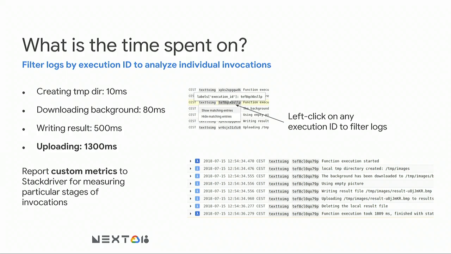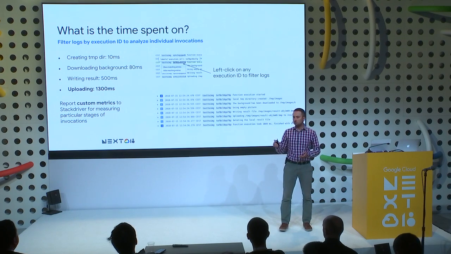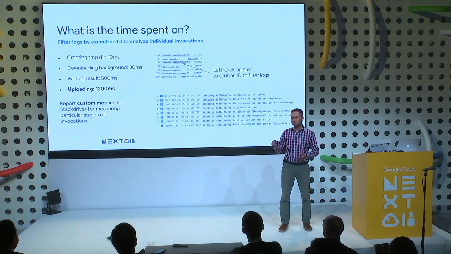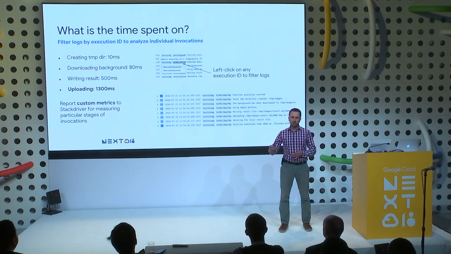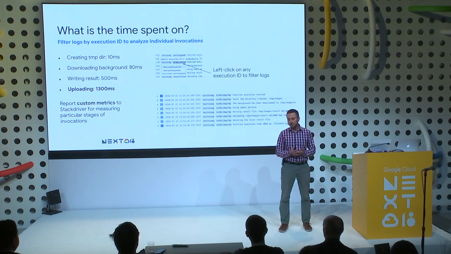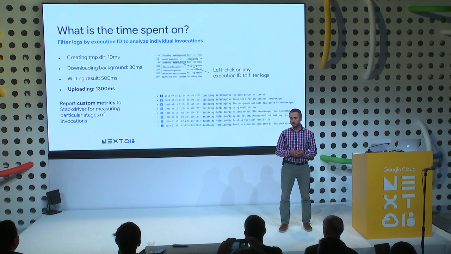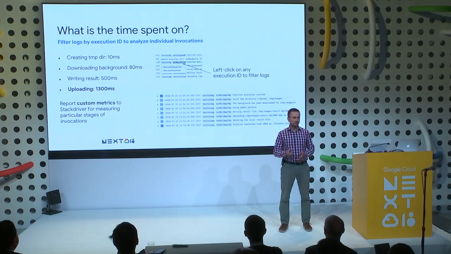And by the way, it is not a very good idea to look at one individual invocation to analyze what's going on in distributed applications, because this may be just some random problems here, and maybe in other cases everything will work fine. So it's much better to report custom metrics to Stackdriver, for instance, and look at the behavior at scale. But in our case, logs gave us this information.